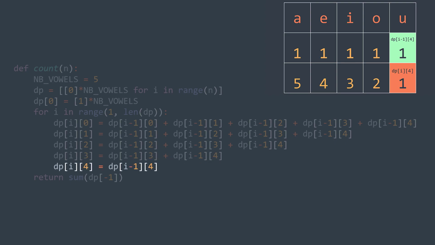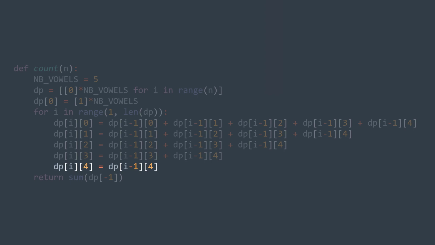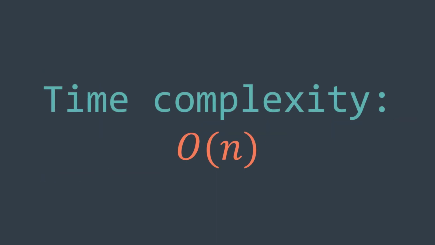And after filling the whole matrix, the last row contains the number of sorted vowel strings, those that start with A, with E, with I, with O, and with U, so we just return the sum. And this solution has an O of n time complexity, which is way better than O of 5 power n of the first solution.